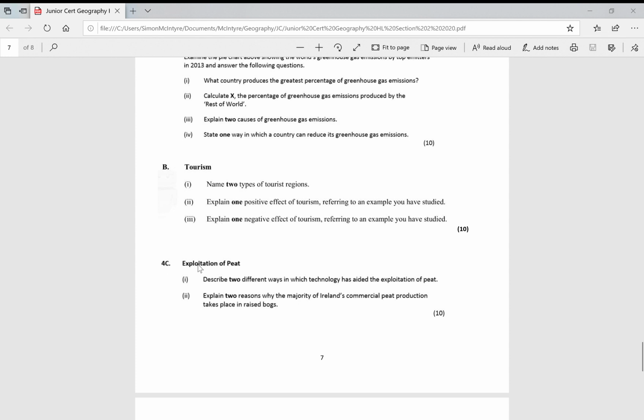4C. Exploitation of peat. Part 1. Describe two different ways in which technology has aided the exploitation of peat. Part 2. Explain two reasons why the majority of Ireland's commercial peat production takes place in raised bogs.